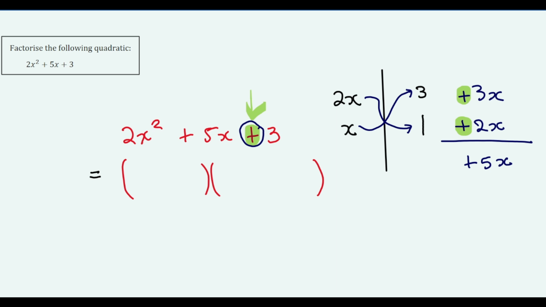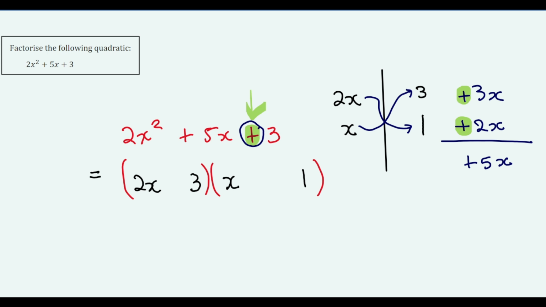Now, in which order do you write all of this down? I usually start with that term over there. I write down 2x. 2x multiplied by 1. I write that in the last bracket at the end. Now, in this last bracket, it's missing an x term now. So I write down x because that's the other term we have there. And x multiplied by 3.